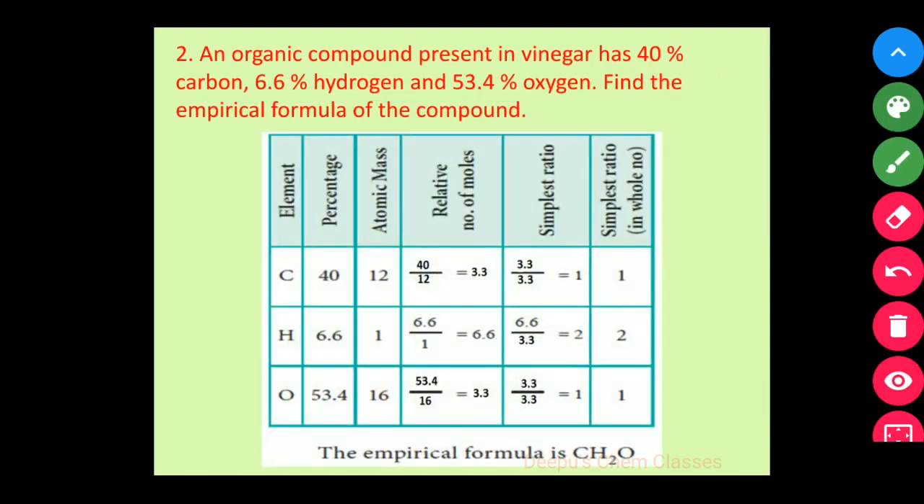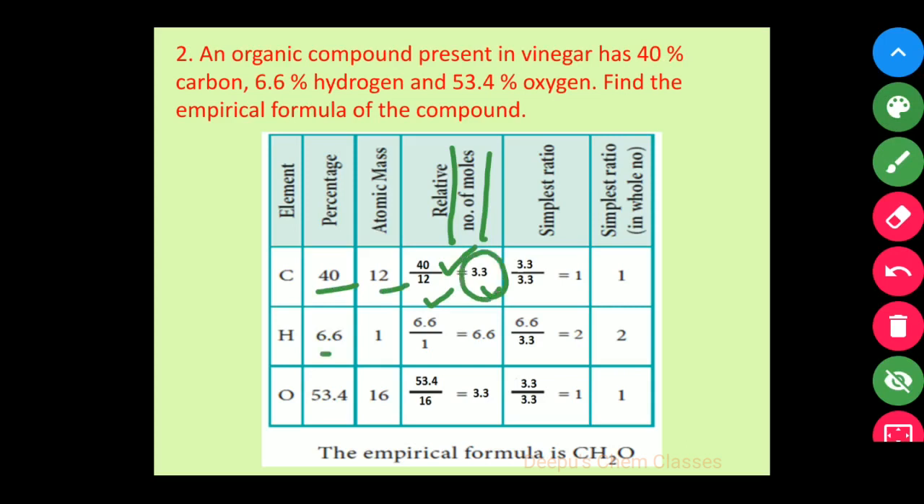In the first column, we have to write the elements: carbon, hydrogen and oxygen are given. In the next column we have to write down the mass percentage of elements: carbon 40%, hydrogen 6.6%, oxygen 53.4%. And then in the next column we have to write the atomic mass of carbon, hydrogen and oxygen. Atomic mass of carbon is 12, hydrogen is 1 and oxygen is 16. So to find the relative number of moles, we should divide the given mass by atomic mass. So 40 divided by 12 we can get 3.3.